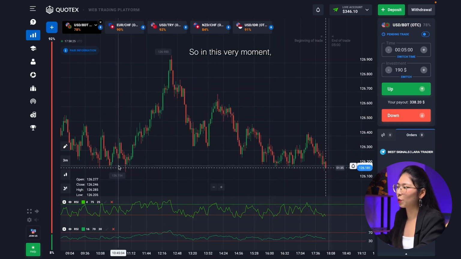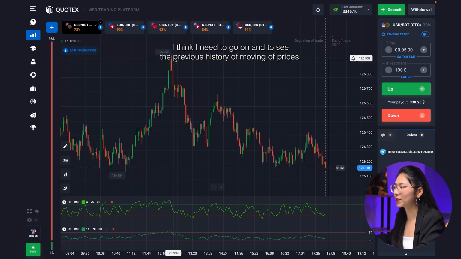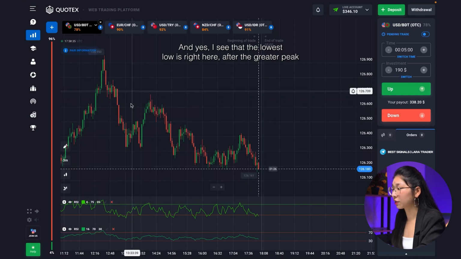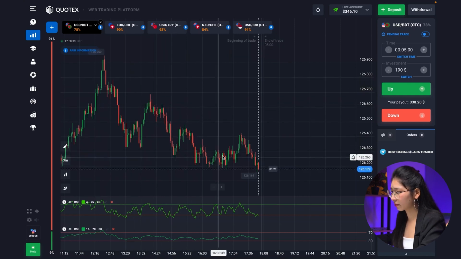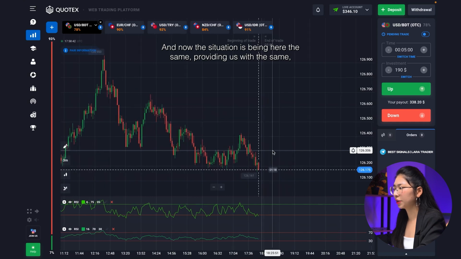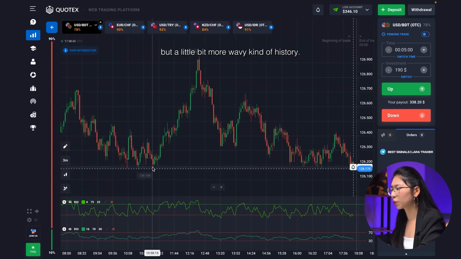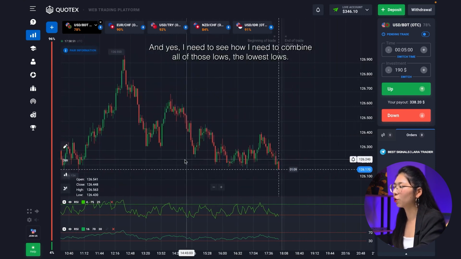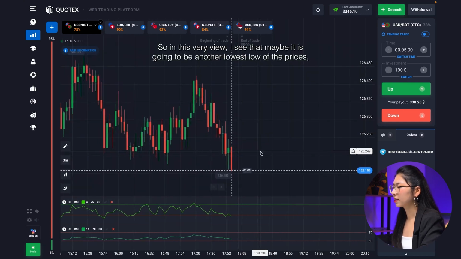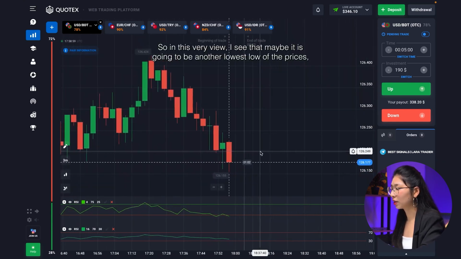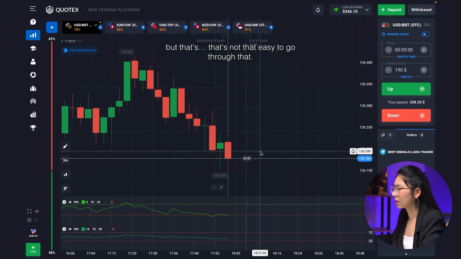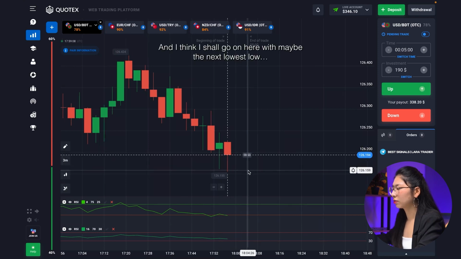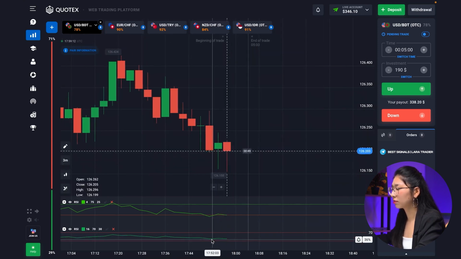So in this very moment, I think I need to go and see the previous history of moving prices. I see that the lowest low is right here, after the great peak here at the top of the prices. And now the situation is the same pattern as with the previous one, but a little bit more wavy kind of history. Yes, I need to see how I need to combine all those lows, the lowest lows. In this review, I see that maybe it's going to be now the lowest low of the prices, but that's not that easy to go through. I think I shall go on here with maybe the next lowest low.